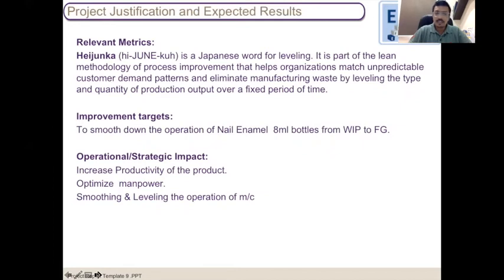So project justification, and relevant metrics. What are the relevant metrics they have taken? Heijunka. Heijunka is the Japanese word for leveling, and it is part of process improvement to help organizations match unpredictable customer demand patterns and eliminate manufacturing waste. So actually, as per the customer demand, you are leveling your production. And what is the improvement target? To smooth the operation of nail enamel from WIP to finished goods. Okay, and then the operation strategic impact. What was the impact? Increased productivity, optimized manpower, and smoothing the flow from WIP to finished goods. So this was the project justification.